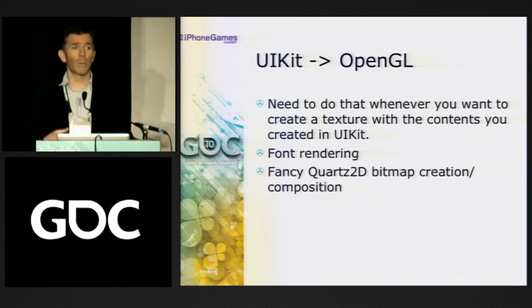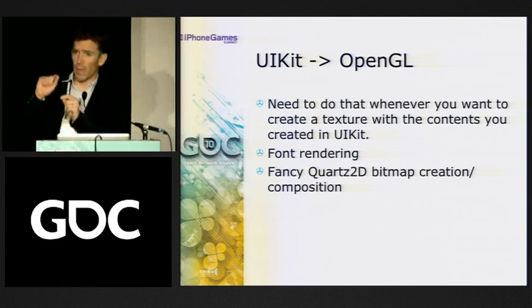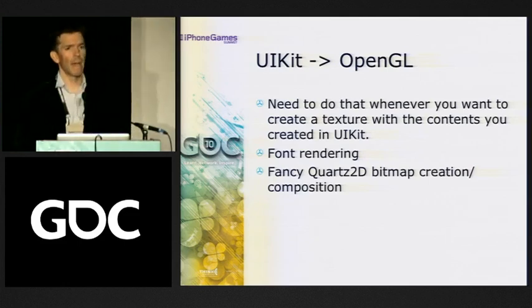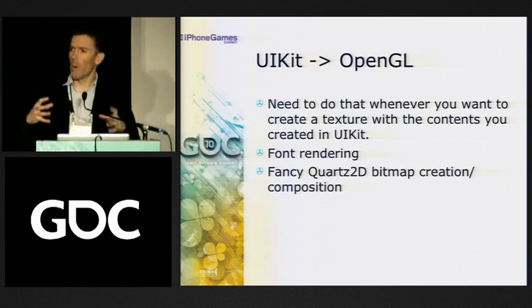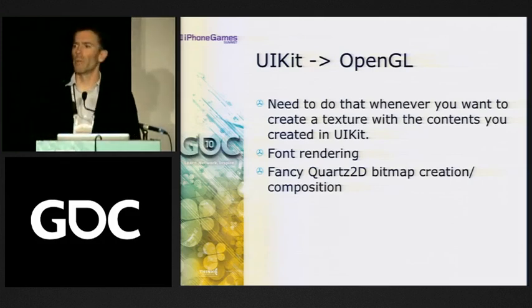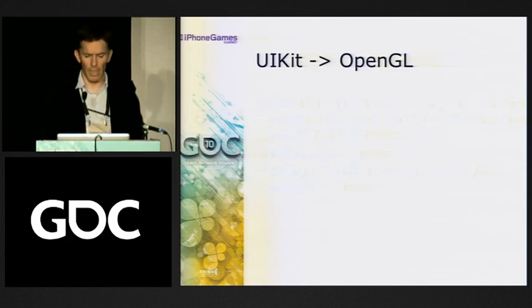You could even use Quartz 2D, which is the sort of CPU pixel API where you can do cute curves and anti-aliased things and paths and masks. Compose your image and bang, send it to OpenGL and then use that in OpenGL. So there's a lot of potential there.